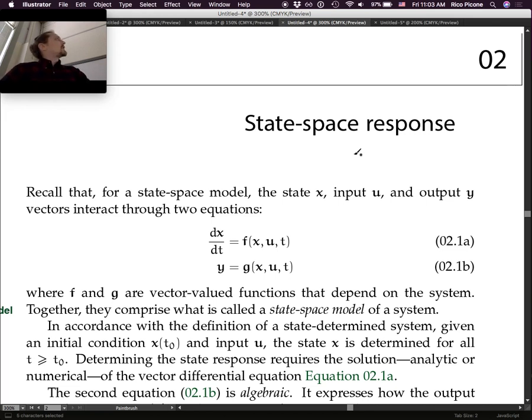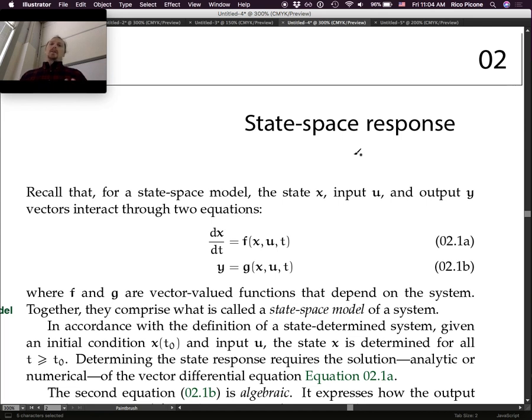So this chapter is state space response, which is to say once you have that input-output differential equation or the state space model differential equation and output equation, what do you do with it? How do you construct a solution? And what does that solution mean? And how do we interpret things? So that's what this chapter is about.